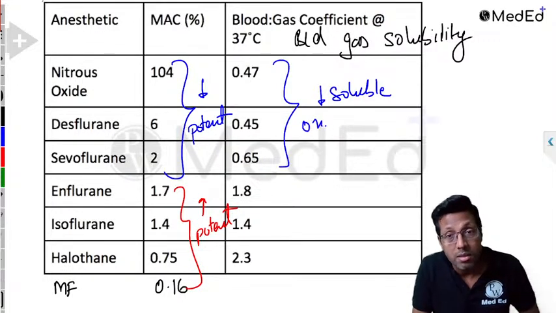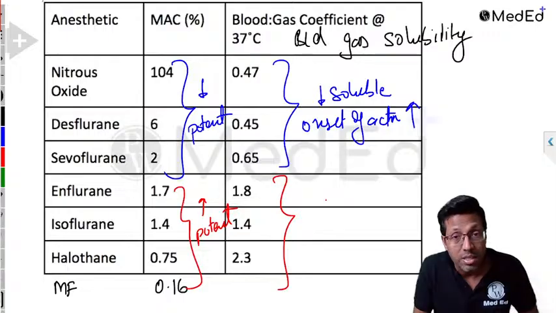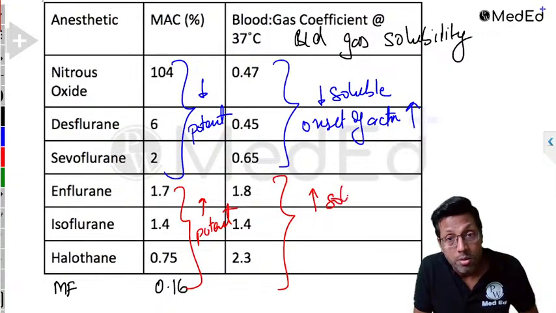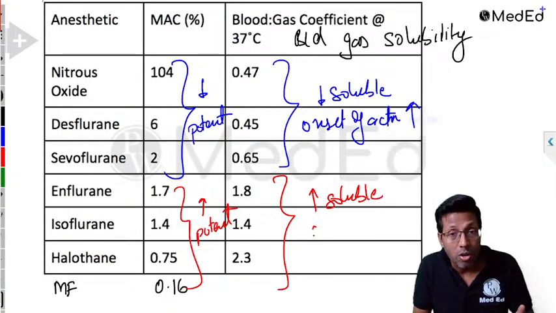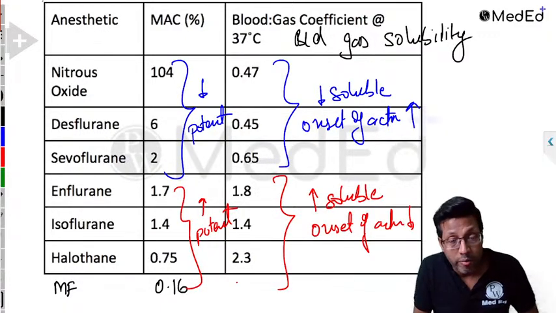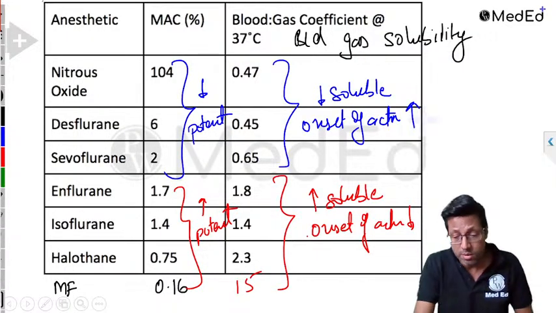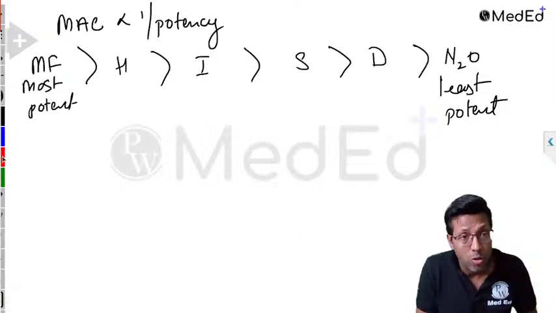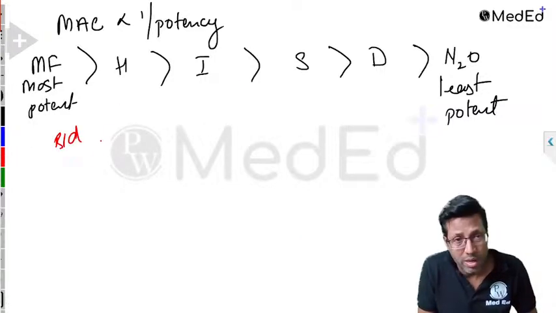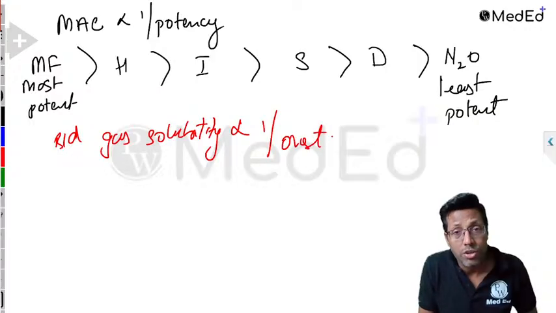So therefore, this determines the onset of action. If it is less soluble, it has a faster onset of action. On the other hand, these agents which you see are more soluble. Since they are more soluble, their onset of action is slow, right? And methoxyflurane has a value here around 15, right? So this is again a sequence which comes like this. So when you're discussing blood gas solubility, this sequence also becomes important. I'm just discussing the exam point of view. Blood gas solubility, remember, is inversely proportional to onset of action and recovery.